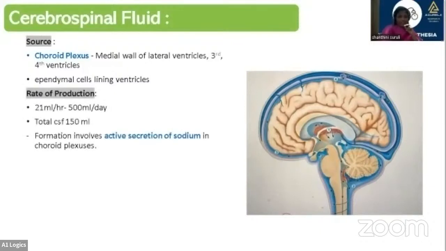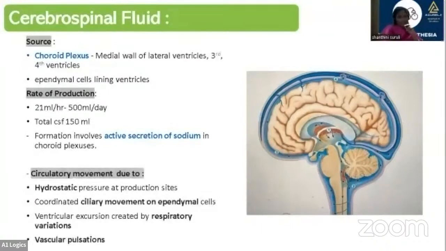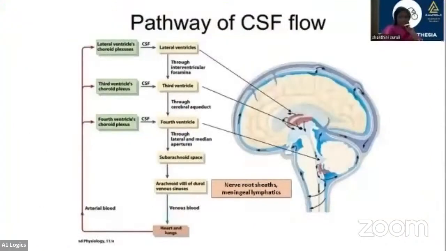Regarding the rate of production, the total CSF volume is 150 ml, 21 ml per hour is produced, and per day 500 ml is produced, so the turnover time is almost 3 to 4 times in a day. The formation of the CSF is by active secretion of sodium in the choroid plexus. The circulatory movement of the CSF is mainly because of the hydrostatic pressure at the production sites, coordinated ciliary movement on the ependymal cells, and the ventricular excursion created by the respiratory variations and the vascular pulsations.